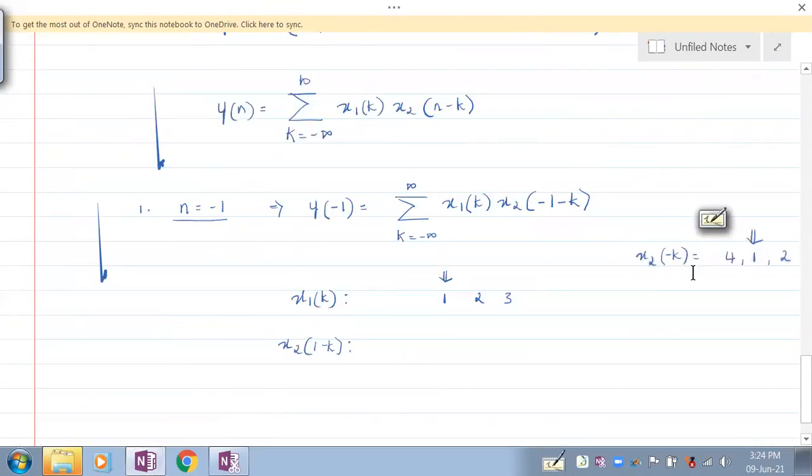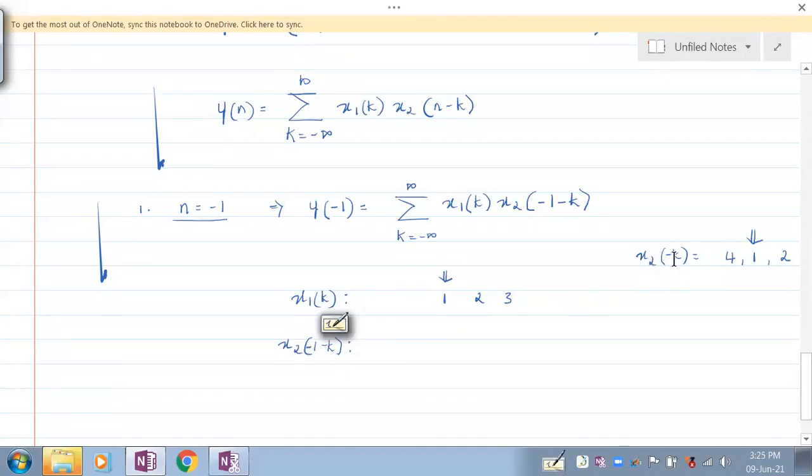Now, if this is x2 of minus k, what is x2 of 1 minus k? It's not x2 of 1 minus k, it is actually x2 of minus 1 minus k. Because here, this is the x1 of k we have written. Now, x2 of minus 1 minus k, we are writing below that. When we are writing below that, there should be proper alignment. The 0th sample should come below this 0th sample only. So that is the idea.